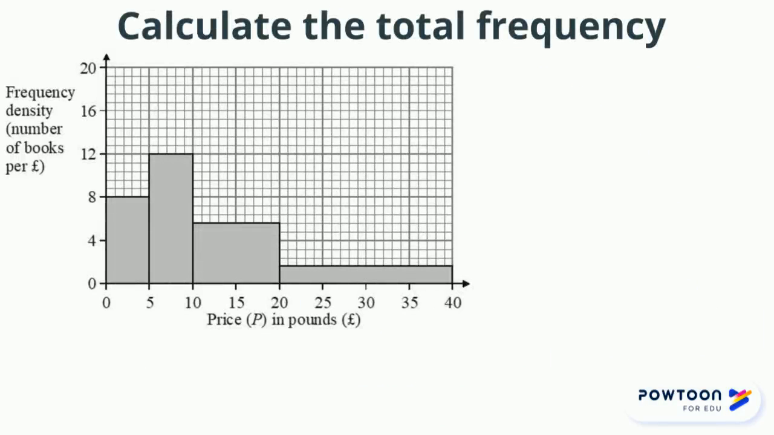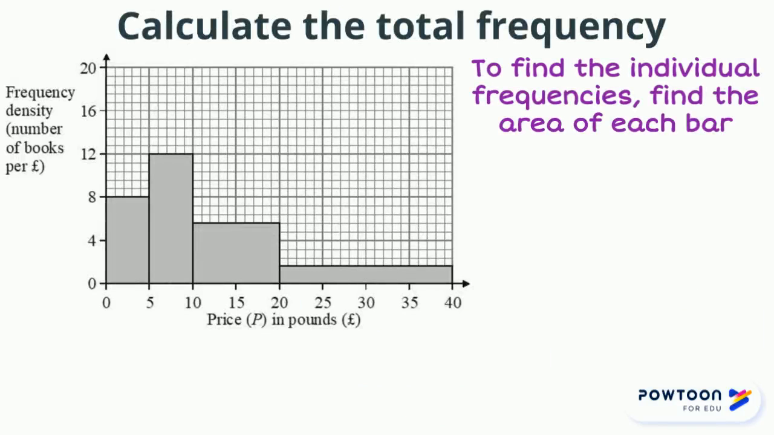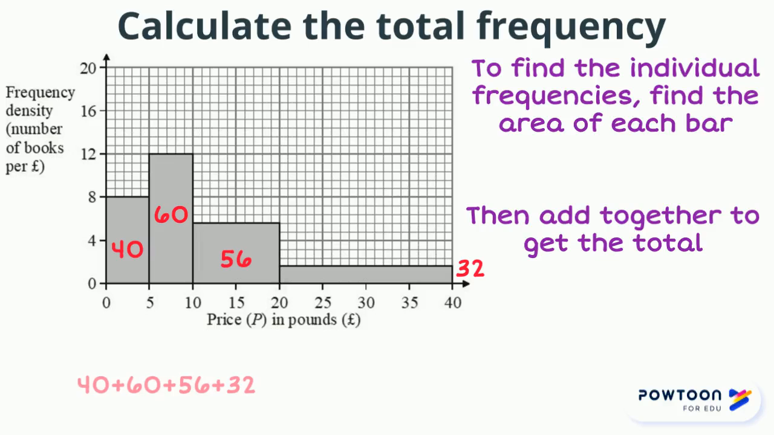Alright, we're going to go through an example of calculating total frequency. So again, to find the individual frequencies, we can just find the area of the rectangles. So that is just doing the width times the frequency density. After finding each of the individual frequencies for each bar, all you have to do is simply add them together. So you'll add 40, 60, 56, and 32, and we should get an answer of 188 books.